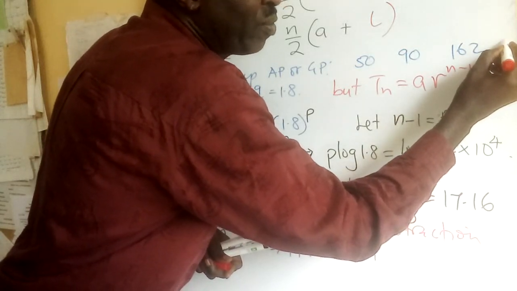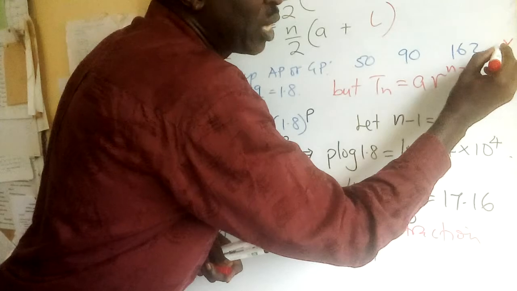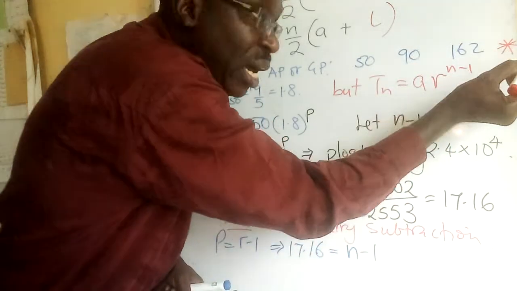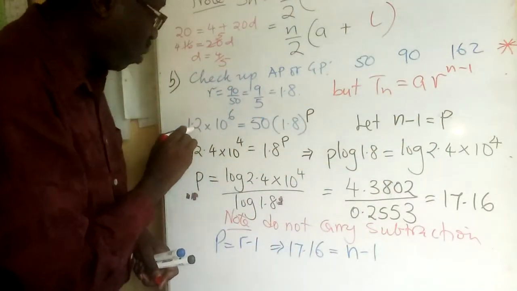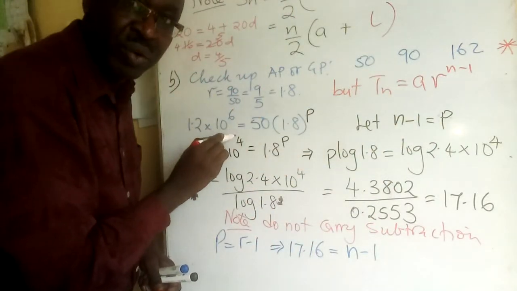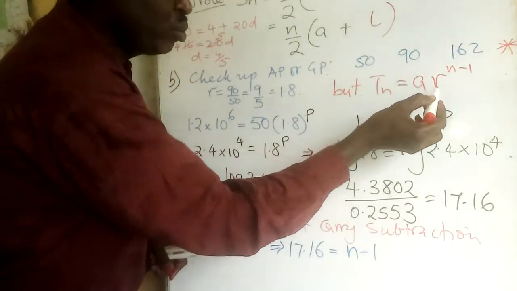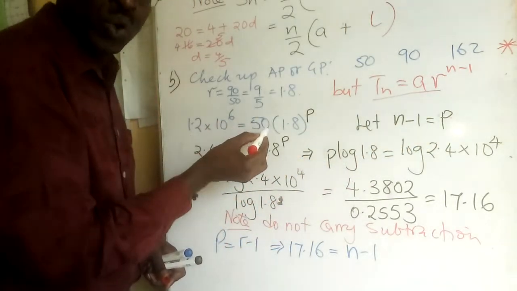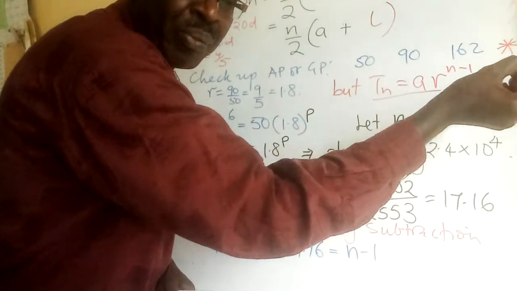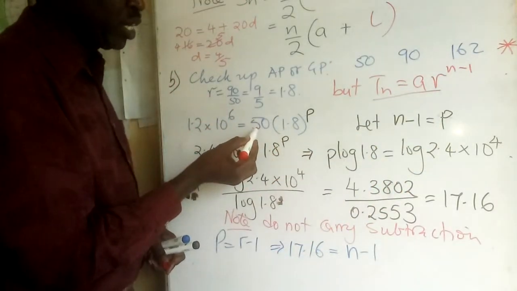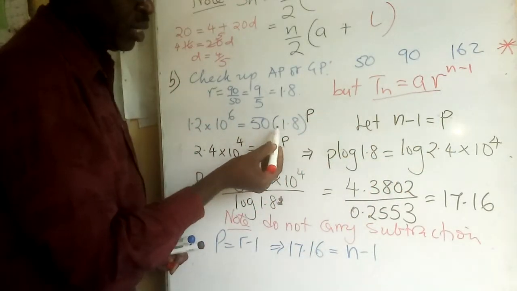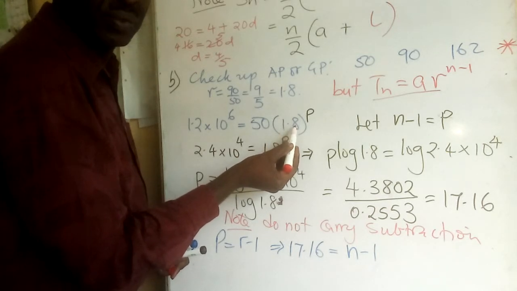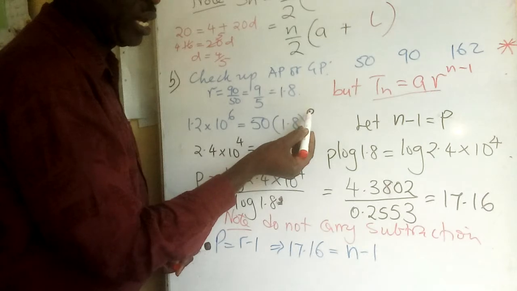Here, we have 1.2 million somewhere. Okay? There it is, 1.2 million. So I use this formula. 1.2 million will happen at what term? So I put my initial A, 50, R, R is 1.8, then to the power n minus 1.